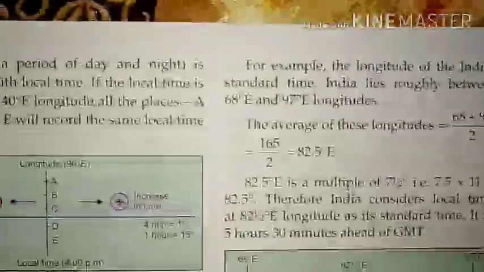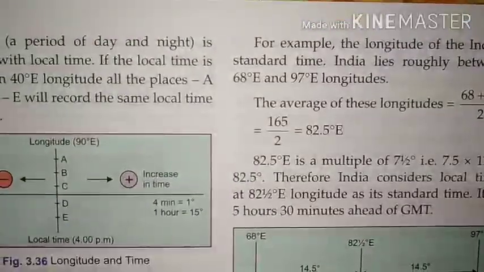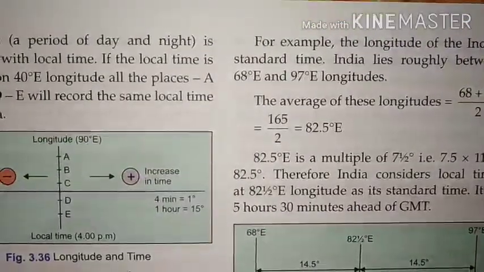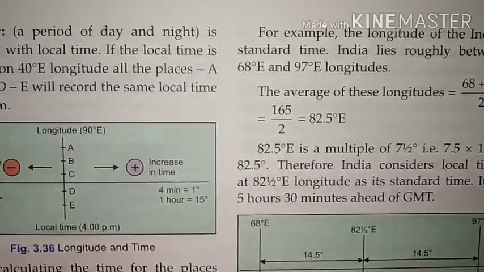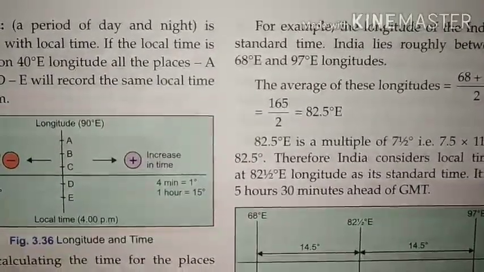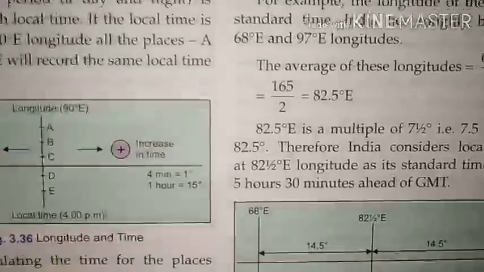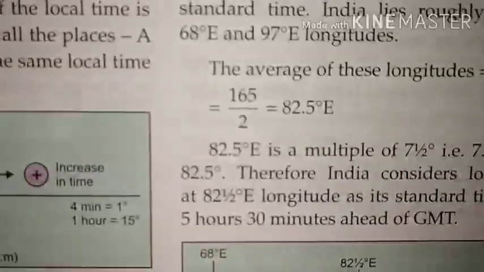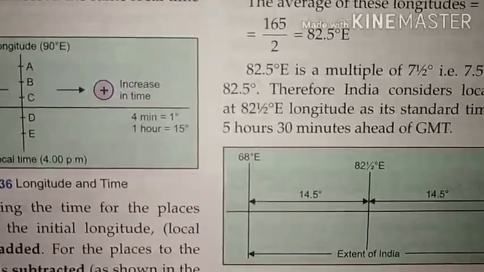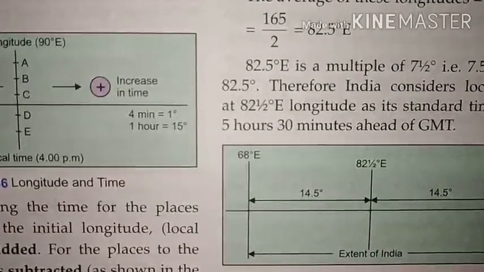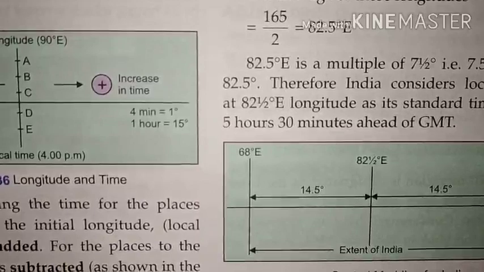One example is given here, the longitude of the Indian Standard Time. India lies roughly between 68 degree east and 97 degree east longitude. So the average of these longitudes, 68 plus 97 by 2, is 82.5 degrees. So 82.5 degree east is the standard time, and therefore India considers the local time at 82.5 degree east longitude as the standard time.